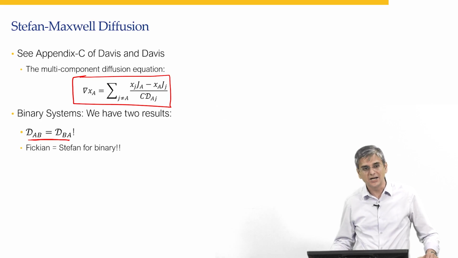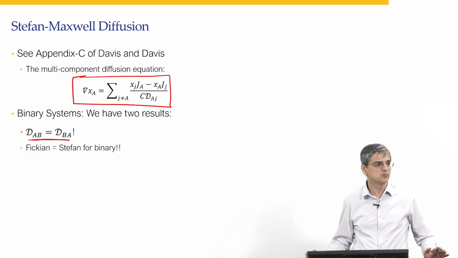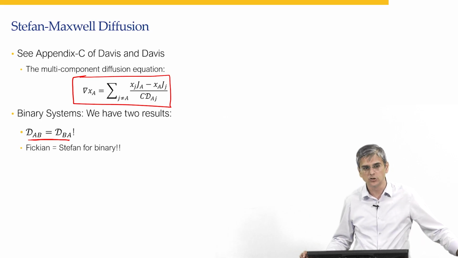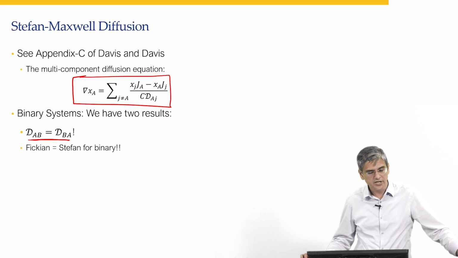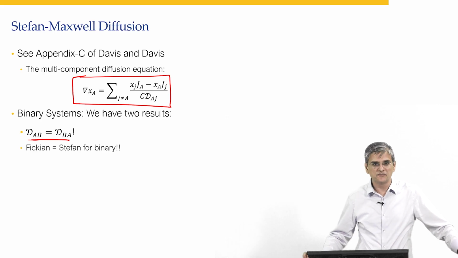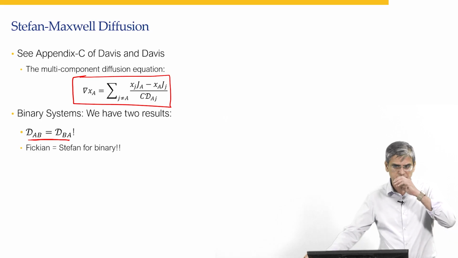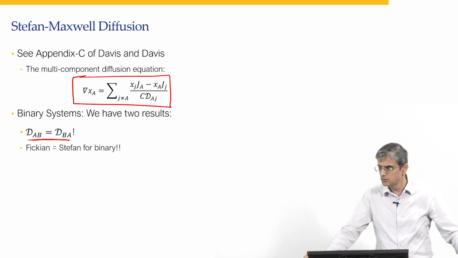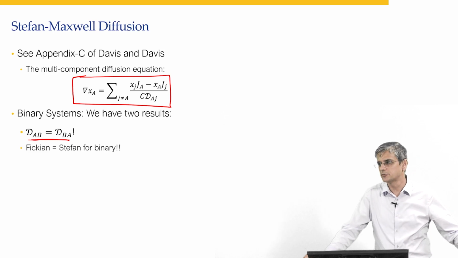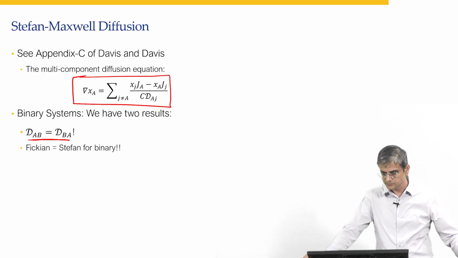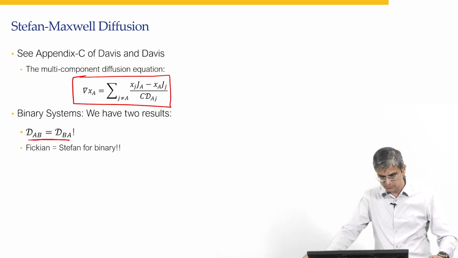When it comes to multi-component, Fickian is equal to Stefan-Maxwell if the medium is a very dilute mixture. So, for example, a solution of A plus B plus C in water, when we are talking about 0.1 molar, 0.5 molar and so on, there is hardly any approximation in Fickian, and you can use it.